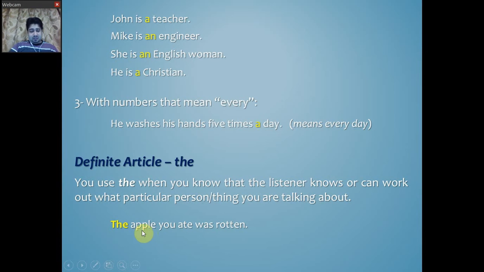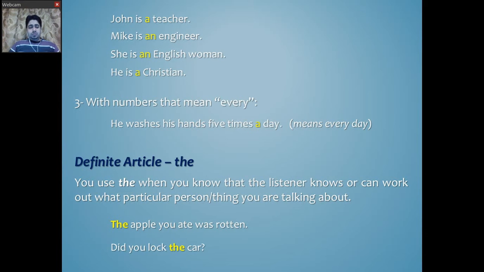How do we know that the other person will understand which apple we're talking about? There is this phrase here, you ate. This phrase defines the apple. It makes the apple known, alright, because it gives extra information about it. Okay, the apple you ate, not any other apple, that specific one you ate.